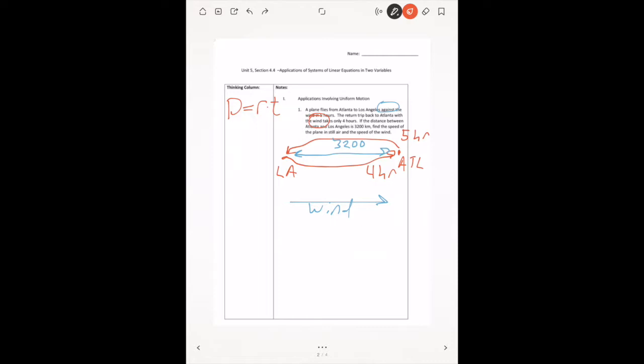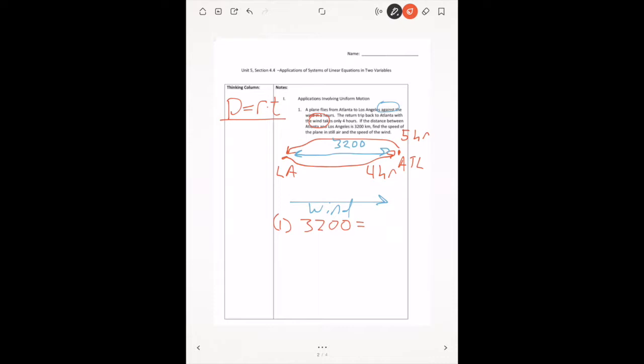So what we want to do is we want to make two equations. One equation for the first trip and another equation for the second trip, and we're going to use distance, rate, and time to model both equations. Now here's equation 1. The distance, well, that's 32,000. The rate, well, I'll come back to that in a second. Let's start with the time.